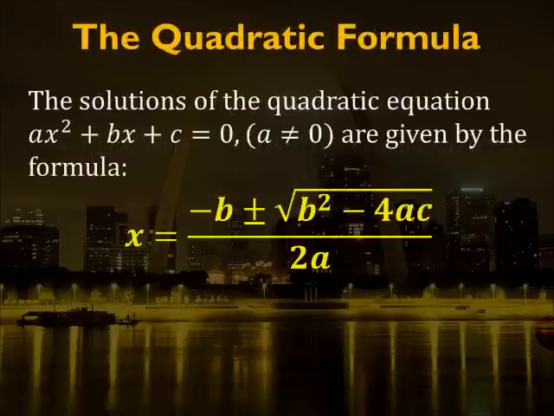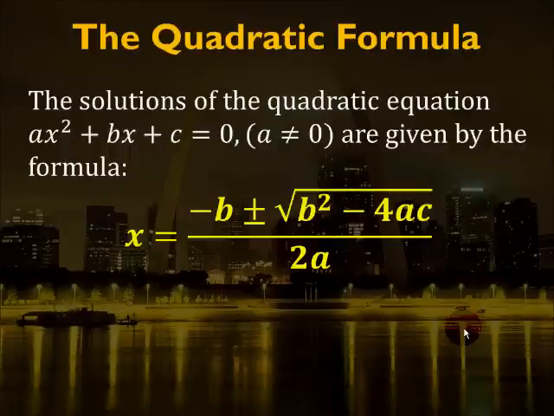Now, the thing you'll be doing in this class is you'll probably have to prove the quadratic formula using this equation and completing the square. So if you have a quadratic equation, ax squared plus bx plus c equals 0, x is equal to negative b plus or minus the square root of b squared minus 4ac all over 2a.